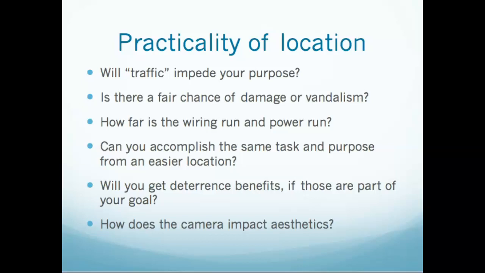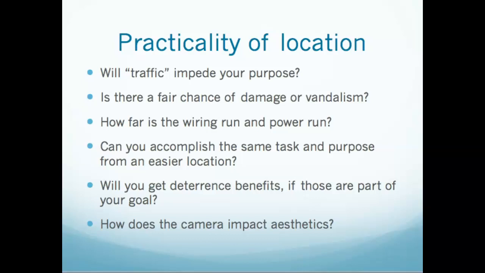So if you put a camera in one place, it may be the optimal place to put that camera and nobody can see it. And that's usually a good thing, especially in the next part. We talk about aesthetics. If no one can see it, then it doesn't ruin the look. Remember, we talked about aesthetics when we talked about bollards and planters and things. But the deterrence benefit may be something you're looking for. You may want people to see that you have cameras on your location.